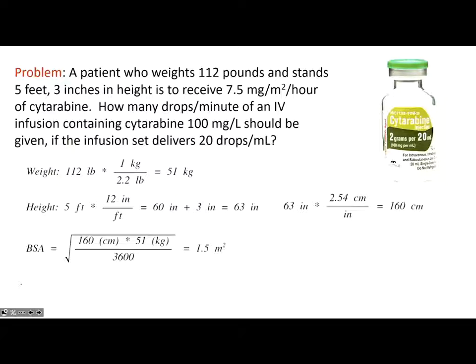So you do that for this patient, and I get 1.5 meters squared. Okay? That's a kind of a review. You feel okay about that? We have done some body surface area calculations in the past. That's no different than what we've done. Now we can apply it to the dosing.